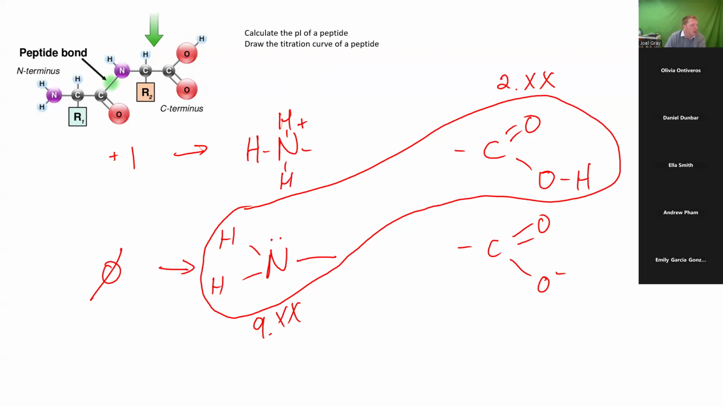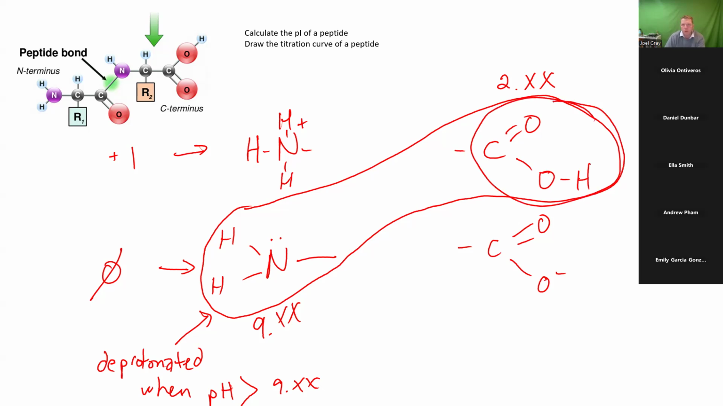Now, what I'm getting at is that this group right here, the N termini, will be deprotonated, as it's shown here, when the pH is greater than 9.XX, 9.5, 10.25, whatever. If your solution pH is greater than 9, then this group right here is going to be deprotonated. That's one of the important things that you always have to wrap your mind around when you're visualizing or looking at a structure. Okay, what's the realistic pH based on these pKa's?